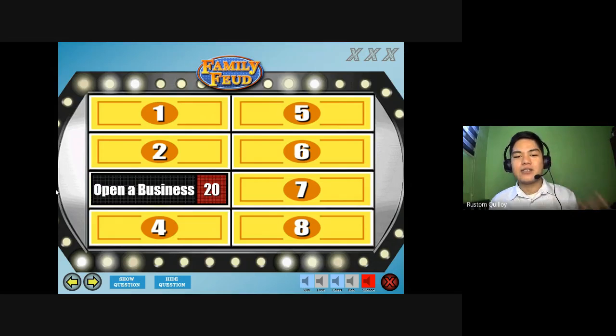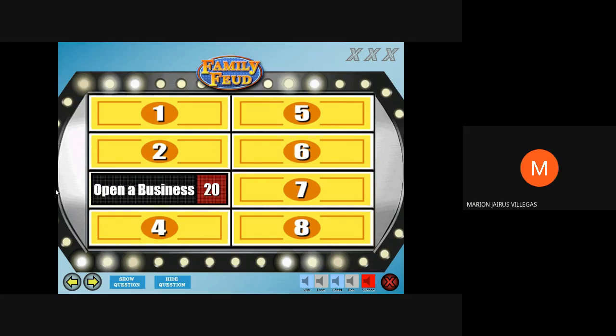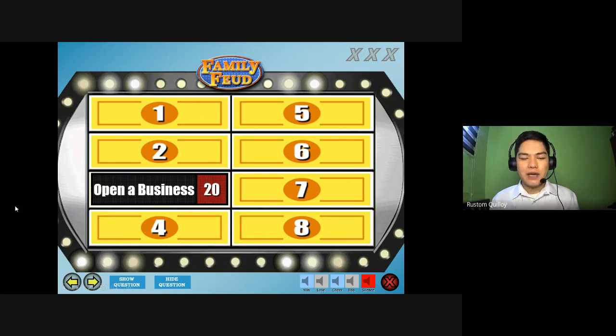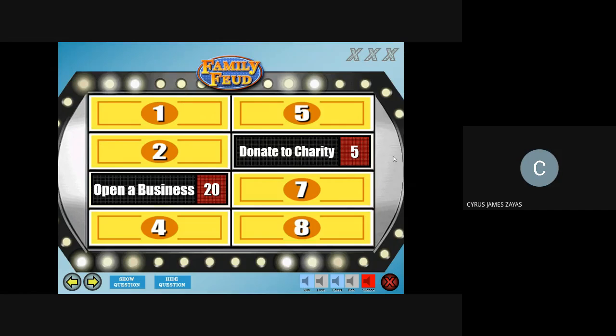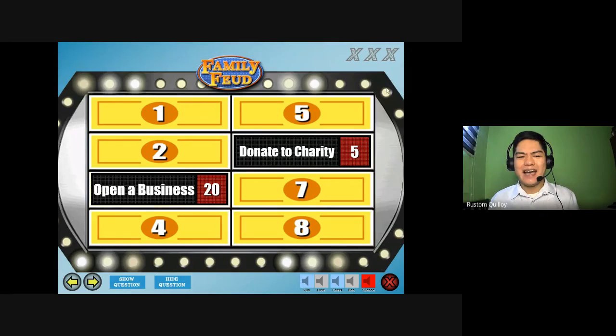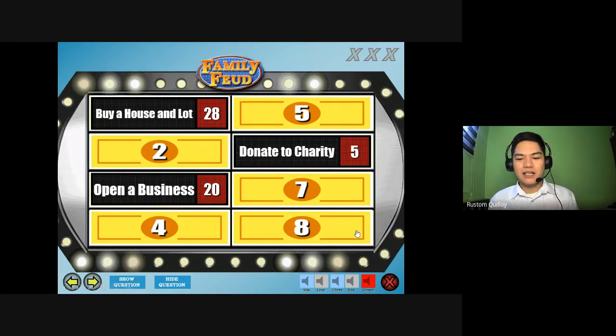Next. Yes, Jairus. Sir, magdo-donate po sa charity or tutulong po sa iba? Yes, donate to charity. So let us see kung merong donate to charity. So donate to charity. Yes, pang 6. Okay, next. What would you do if you win the jackpot prize in a lottery? Cyrus, anong gagawin mo kapag nanalo ka ng jackpot prize? Magtatayo po ng sariling bahay. Okay, you will buy a house and lot. So let us see kung meron yan sa ating money board. So that is the top 1 answer.